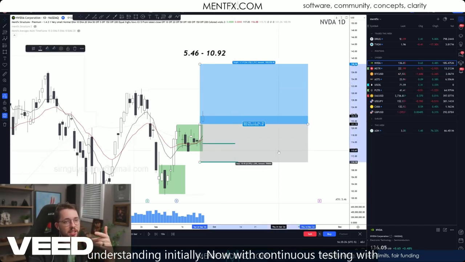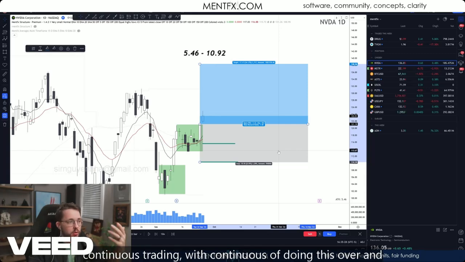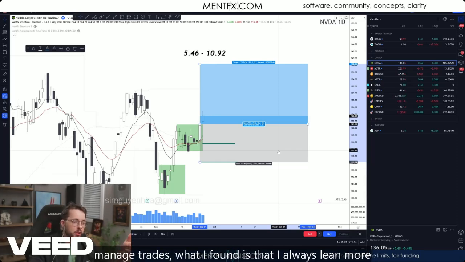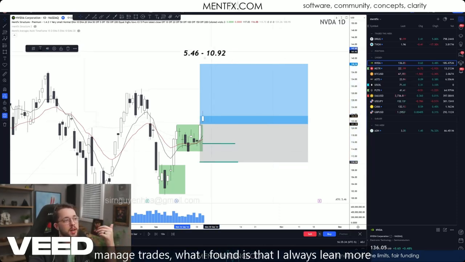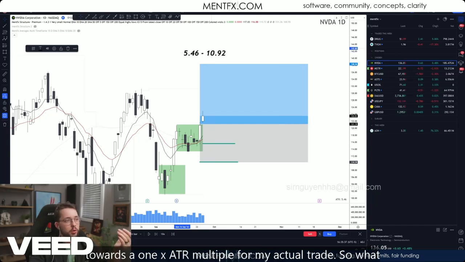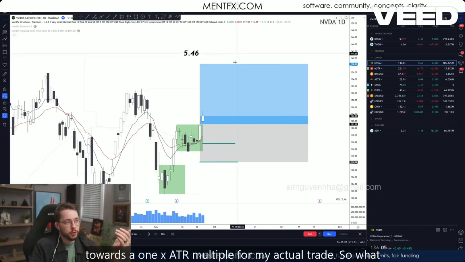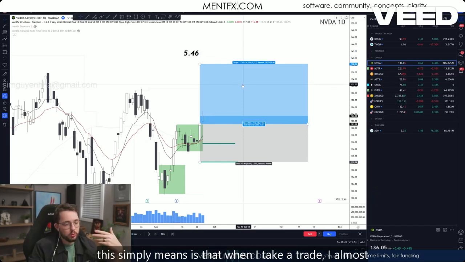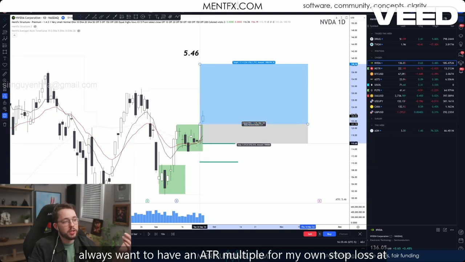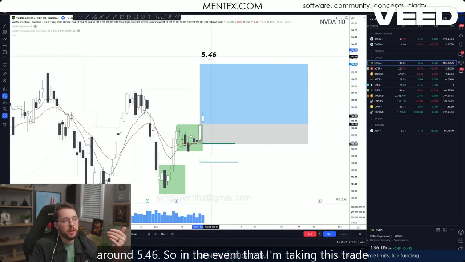Now, with continuous testing, with continuous trading, with doing this over and over and over again, and with the way that I personally manage trades, what I found is that I always lean more towards a 1x ATR multiple for my actual trade. So what this simply means is that when I take a trade, I almost always want to have an ATR multiple for my own stop loss at around 5.46.